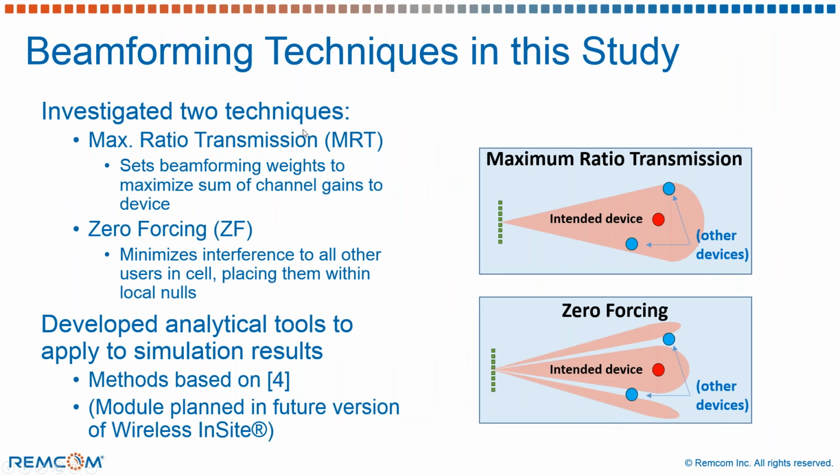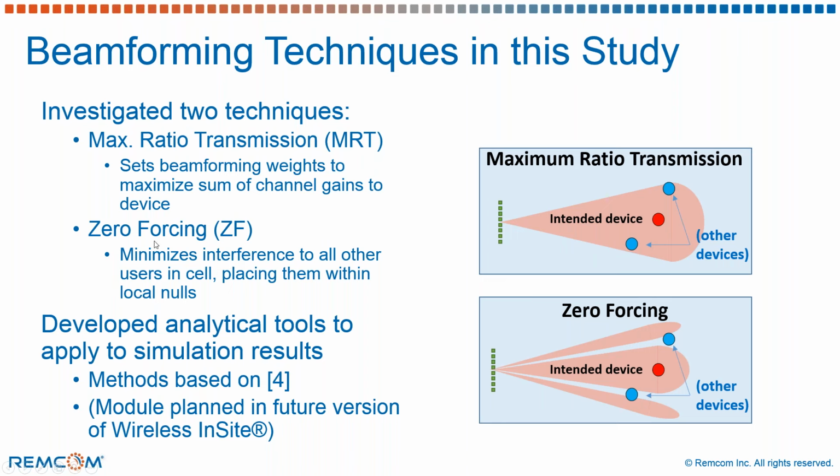So once we calculated the complex channel matrix, we applied two different beamforming techniques to evaluate how beamforming would perform in our urban environment. The first technique is called maximum ratio transmission, or MRT. This sets the beamforming weights for the elements of the array to maximize the sum of all the channel gains to an intended device. On the diagram at the right, the intended device is shown in red, and other neighboring user equipment or devices are shown in blue. And as shown in this beam, there's no attempt made to minimize interference to these other devices. If they happen to be in the beam, then they'll have strong interference as well.